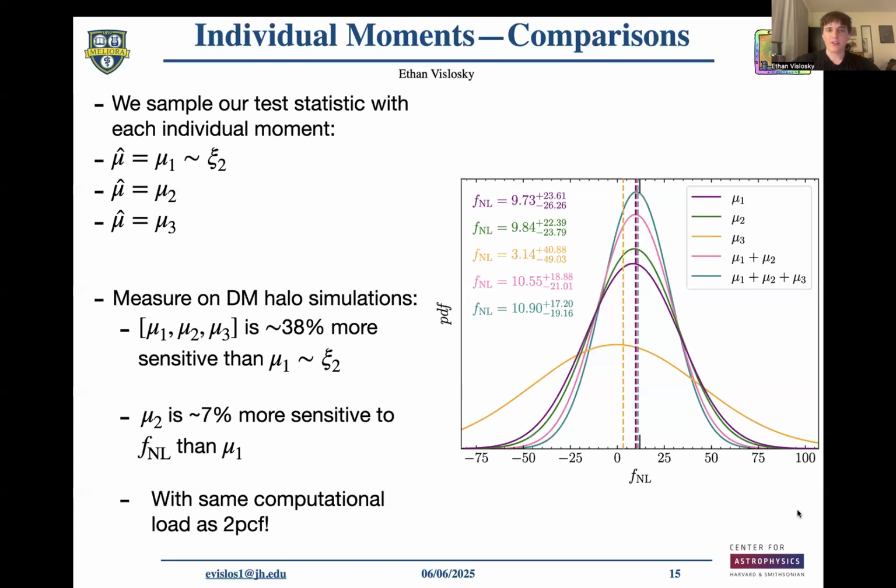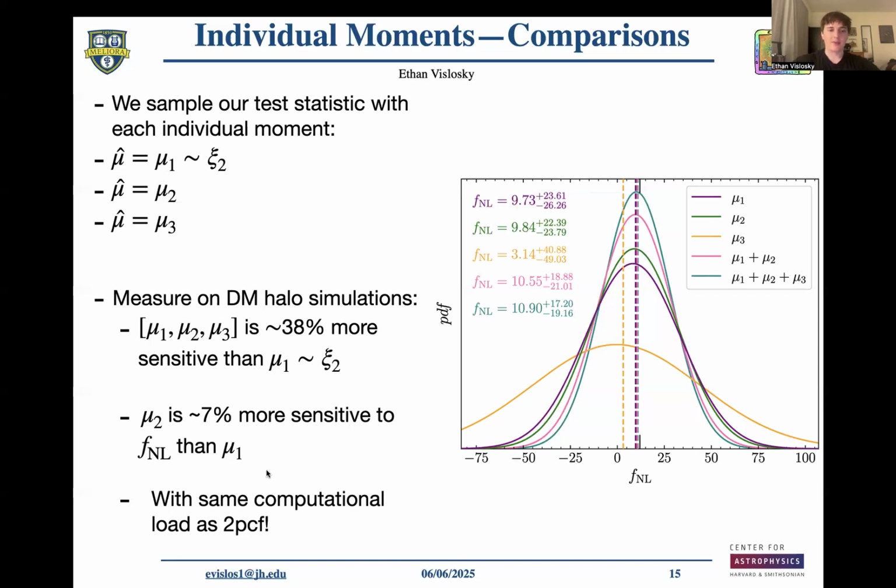So here we compare the individual moments. We sample our test statistic with each individual moment as the observation. So just the first, second, third. And in doing this, we can compare the first moment, or the 2 PCF, to our model, to the second moment, etc., and different combinations. So our model is this mu1 plus mu2 plus mu3 in the cyan, and mu1 is like comparing it to the 2 PCF. So we see a 38% improvement in our constraint of FNL, and there's a reduced bias. So this is really promising results.